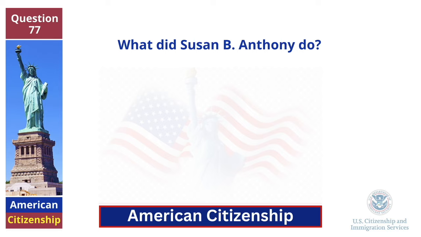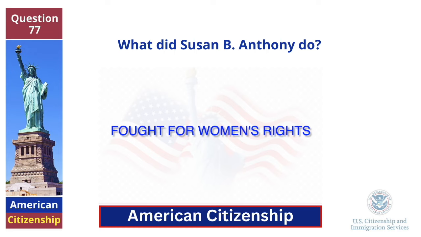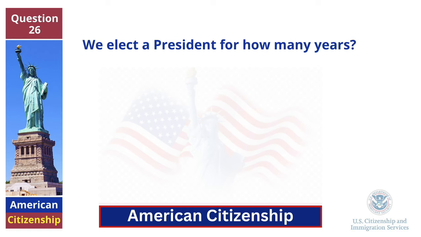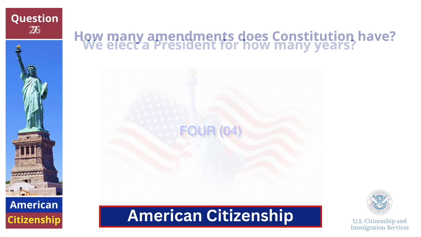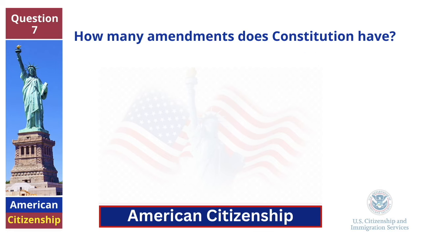What did Susan B. Anthony do? Fought for women's rights. We elect a president for how many years? 4. How many amendments does the Constitution have? 27.